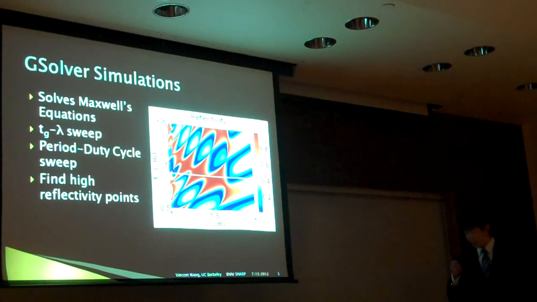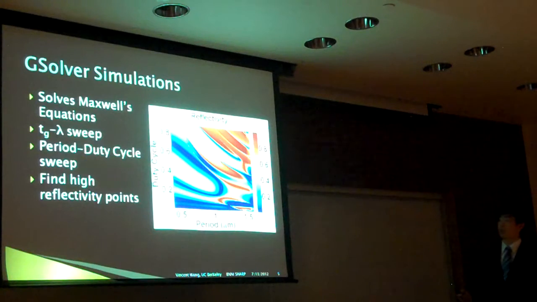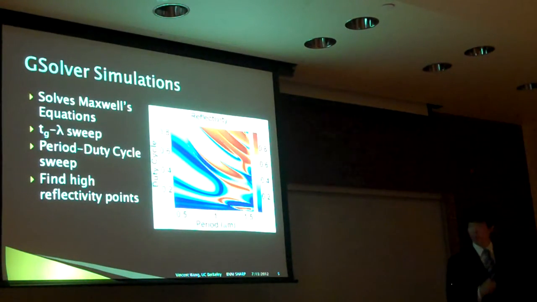My next step was to conduct a period and duty cycle sweep so that I could find the high reflectivity regions within the period and duty cycle, as well as measure the bar width and the air gap for each design. Again, we can see the red regions around here indicate very high reflectivity, so these are the regions that I am most interested in.